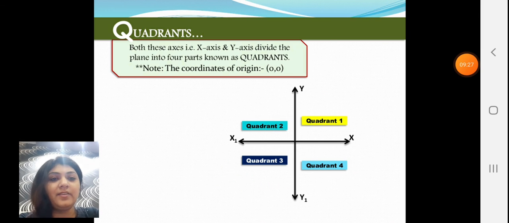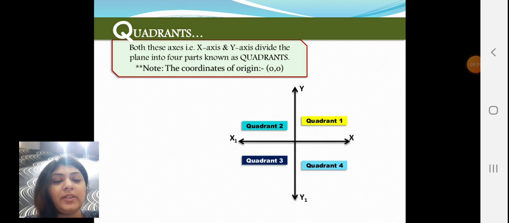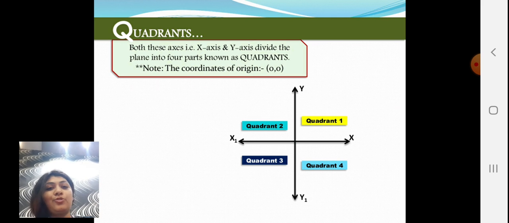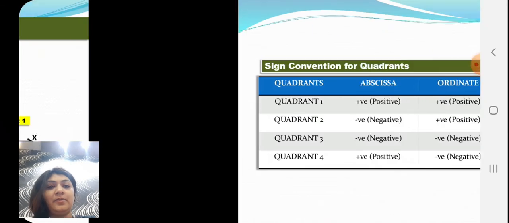Now, quadrants. Both these axes, x-axis and y-axis, divide the plane into 4 parts known as quadrants. Note the coordinate of the origin is always (0, 0). You can see quadrant 1, 2, 3, 4. You have to go in the anticlockwise direction.